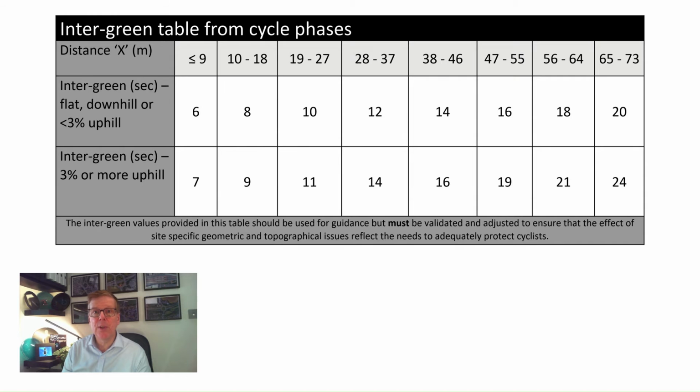Of particular importance is the ability of cyclists to clear the conflict zone. So that's the area in the centre of the junction prior to other traffic movements reaching it. This will be particularly important at larger sites which have a greater journey time for cyclists to clear the junction. Use this intergreen table for cycle phases. It's in section 12.2 of the Traffic Control Book.